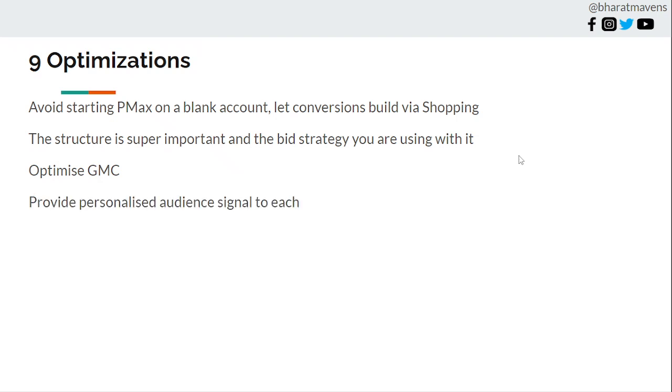Next, number 4, provide personalized audience signals to each asset group. Instead of giving the same audience signal to each of the asset groups, give a personalized audience signal to each of the products. Say you have a campaign called shoes, and it has multiple options. It has sneakers, and it has canvas shoes. Then give each asset group a different audience signal, because it's optimizing for a different set of audience, and hence a personalized audience signal always helps. Be it search themes, audience signals, your data, or interest groups, all need to be very personalized to the asset group and the products you are optimizing for.